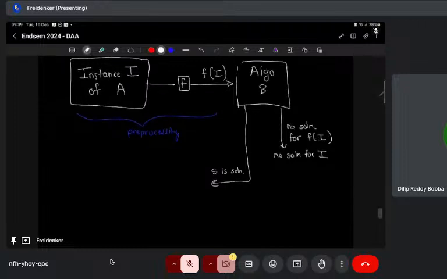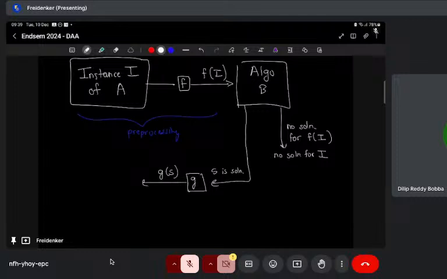Let's say S is a solution. Now your S is a number, but A doesn't understand numbers, right? A understands only graphs. So now you have to convert the solution that you got from B into the format of A. Let's say there is some function G. So G of S, where S is a number, is now a graph. If your input is a graph, let's say your output is another graph.